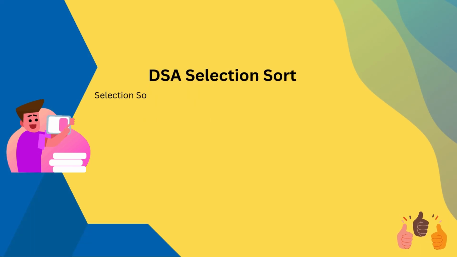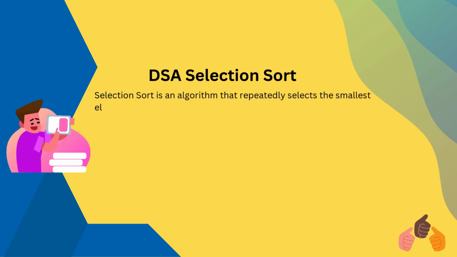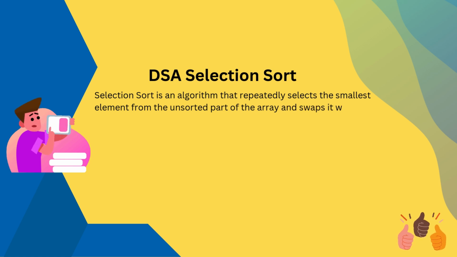DSA selection sort. Selection sort is an algorithm that repeatedly selects the smallest element from the unsorted part of the array and swaps it with the first unsorted element. It's simple but not very efficient for large data sets.